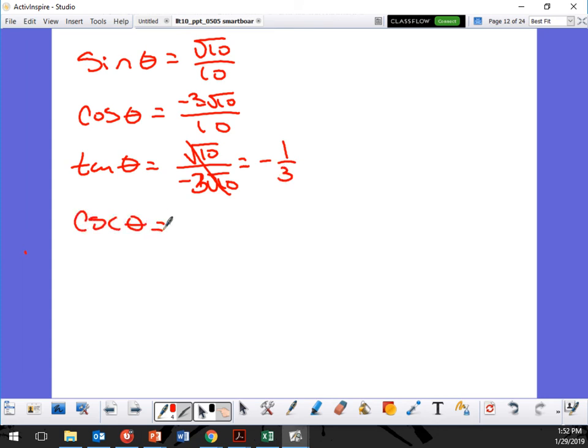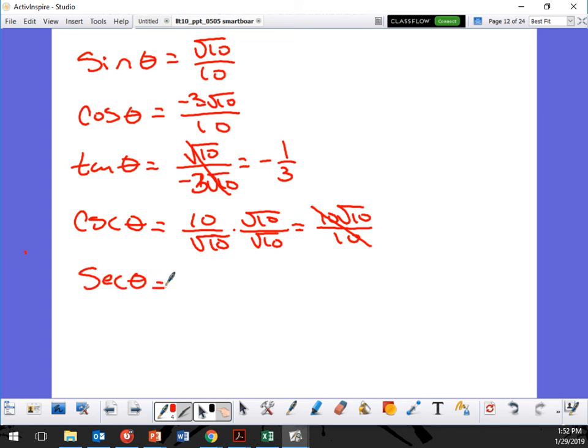Cosecant theta. So cosecant is the reciprocal of what? So I take sine and do what? Oh, so 10 over rad 10. Can I rationalize? Yeah, rad 10. So 10 rad 10 over 10, which is just rad 10.